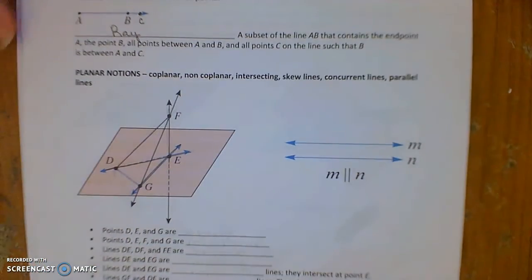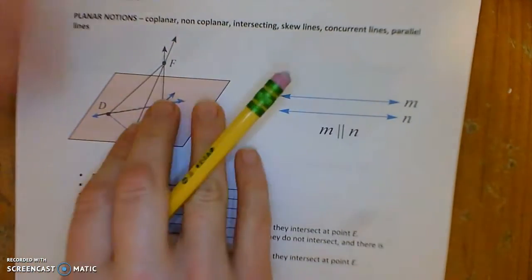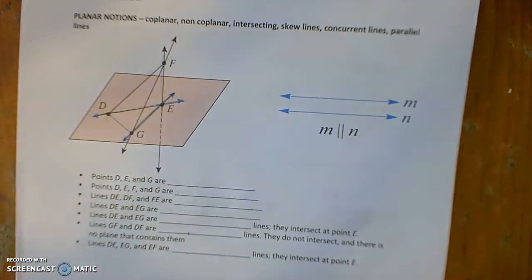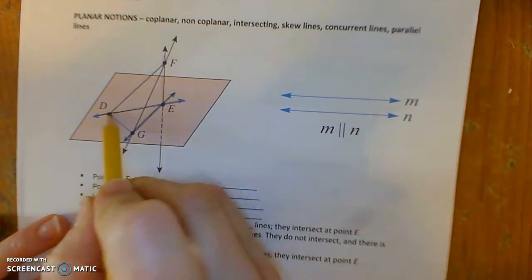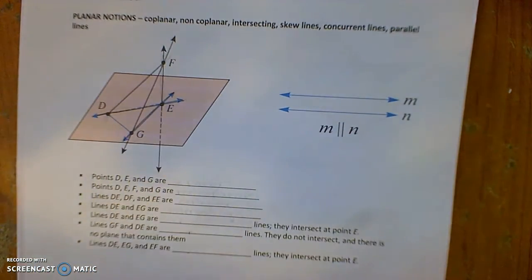All right, now let's talk about planar notions. So this is a plane. Think of it as a flat surface that continues on in all directions. You see, planes can contain points and lines and other shapes.